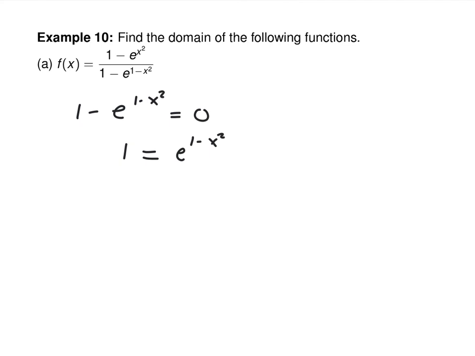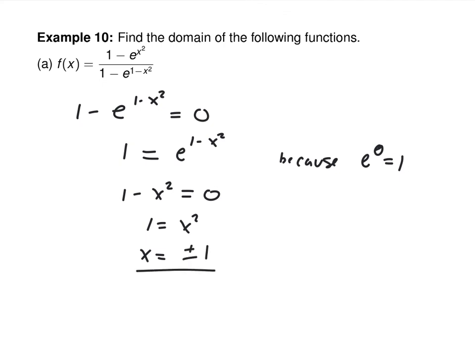Does that make sense? What does the stuff inside the e have to equal for e to the power to be 1? Stuff inside has to be 0. So 1 minus x squared has to equal 0. And that's because e to the 0 is how you make 1, right? Solving that, you get 1 equals x squared. X equals plus or minus 1. So those are the two numbers you have to exclude. X can't equal plus or minus 1. So in interval notation, that's minus infinity to negative 1, union negative 1 to 1, union 1 to infinity.